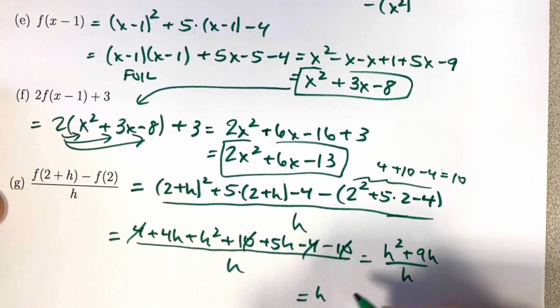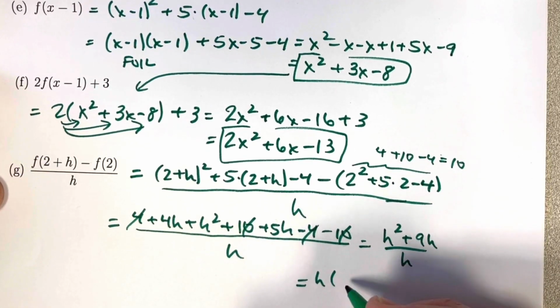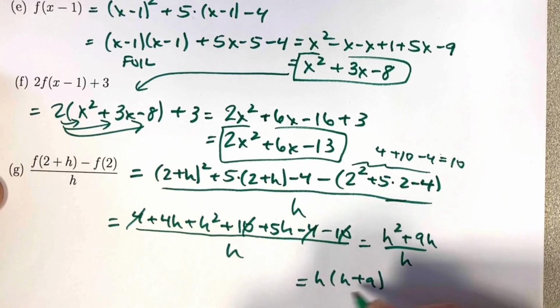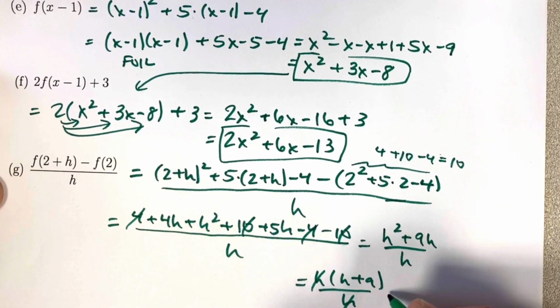Yes, it can. You can factor out an h out of the top to cancel it with the h on the bottom. Divide it out like that. H divided by h is 1, and 1 times anything is that anything.